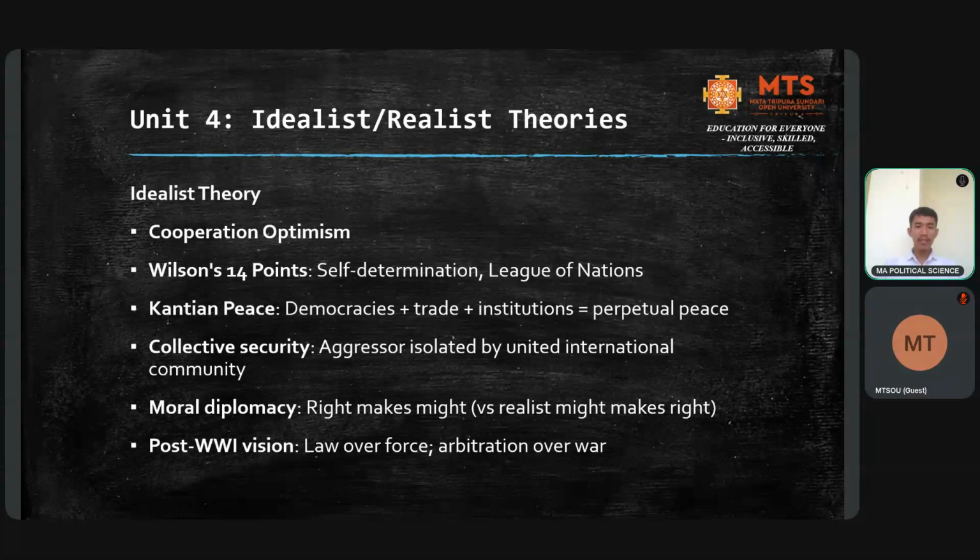And moral diplomacy. Okay. In realism, what they say is that might makes right. Those who are powerful, whatever they say is correct according to a realist. But idealists are saying that if you do the right thing, then you are the powerful. The person who is able to take the right decision is the one who is powerful, not the one with the most muscle power. This is the difference.